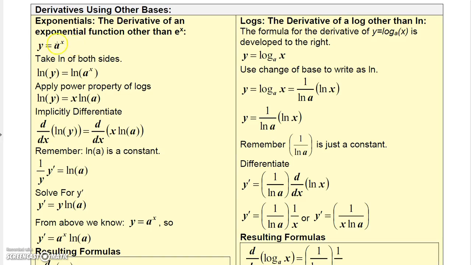Now, when we were talking about exponential functions, we talked about y equal e to the x, but what happens if you have a number other than e to the x? What if it's a to the x, like 2 or 3 to the x? Well, let's take the log of both sides and see what happens here. If we take a log of both sides, we get the natural log of y, and then if we take the log of this, natural log of a to the x, we can actually write that as x times the natural log of a using log properties.